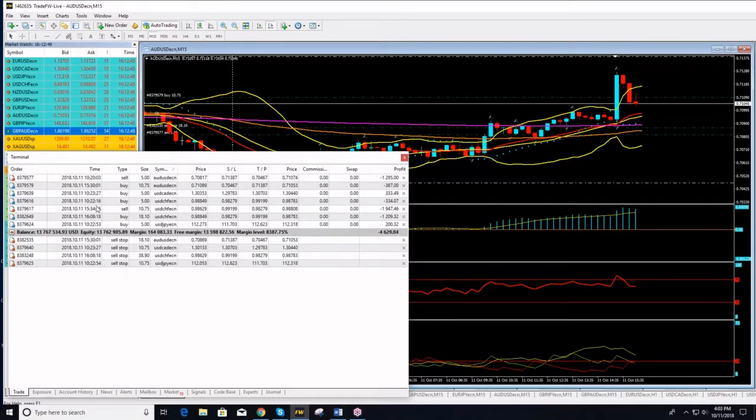So for the moment, for this afternoon session, I will not be triggering any new positions, not because I don't want to do that, but I believe that the movements have already been made.